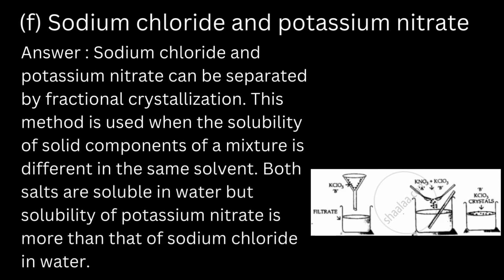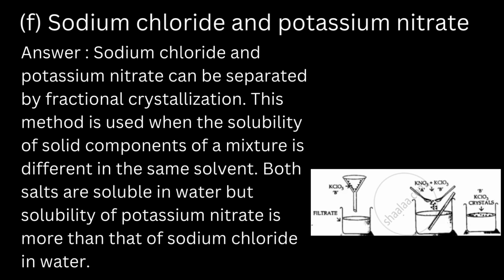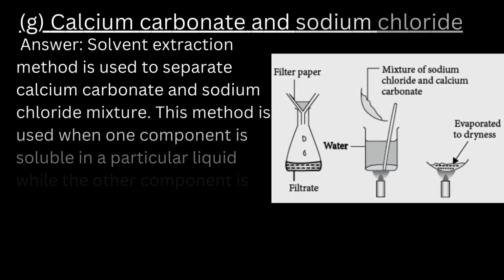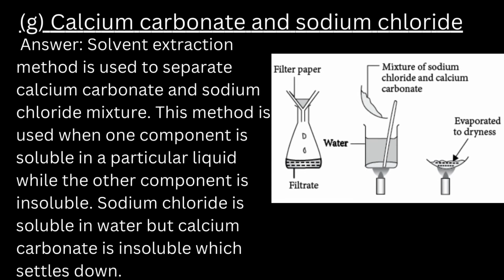F. Sodium chloride and potassium nitrate. Answer. Sodium chloride and potassium nitrate can be separated by fractional crystallization. This method is used when the solubility of solid components of a mixture is different in the same solvent. Both salts are soluble in water, but the solubility of potassium nitrate is more than that of sodium chloride in water.